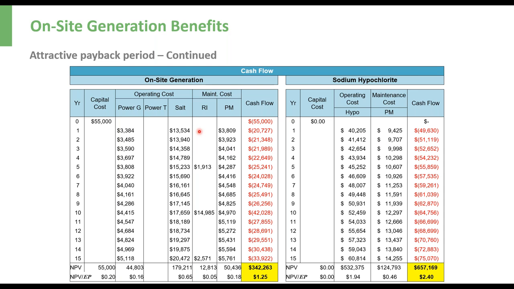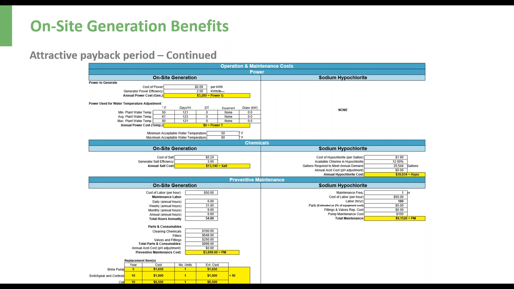Now, preventive maintenance. In the operating cost, your hypo, this is the cost of your hypo per year, your raw material, and your maintenance. And of course, that's how we got the cash flow over the net present value over the full 15-year life cycle: $1.25 for the on-site generation versus $2.40 for the sodium hypochlorite. How do we get those numbers?